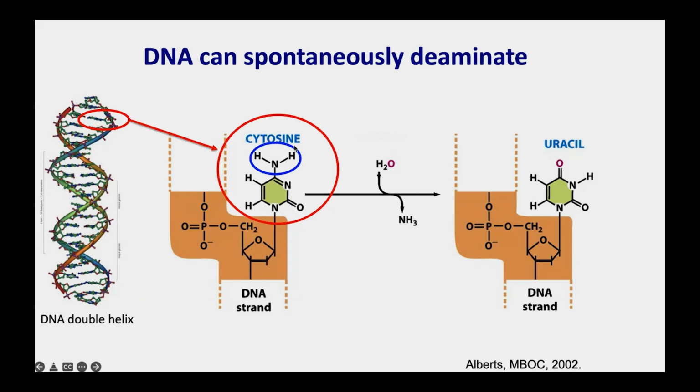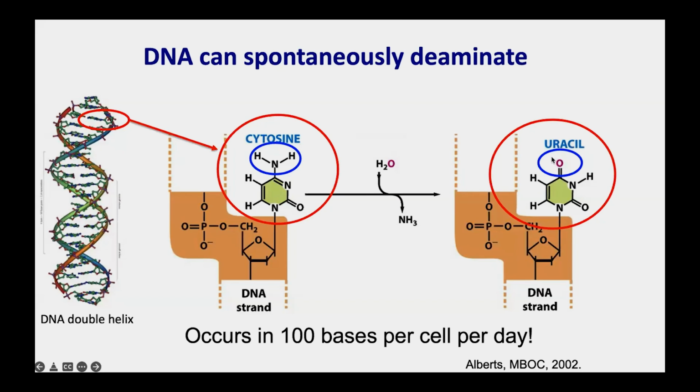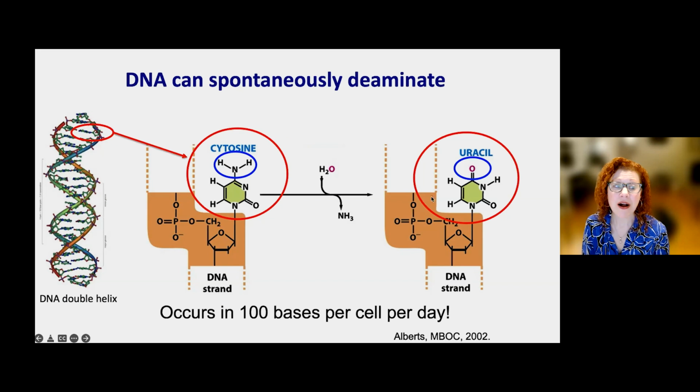So it's not that important, but just to show you what can happen: just spontaneously in our cells, this cytosine can become what's called deaminated, or lose this amino group. Well, then it's not a cytosine anymore. It becomes a uracil. Uracil is not normally in our DNA. Uracil is in RNA, but not normally in our DNA. So this is going to make a change in the DNA sequence. And this deamination, or changing a cytosine to a uracil, is actually quite a common occurrence. It occurs to about 100 bases per cell per day. So this is something that's happening to all of us, all the time.